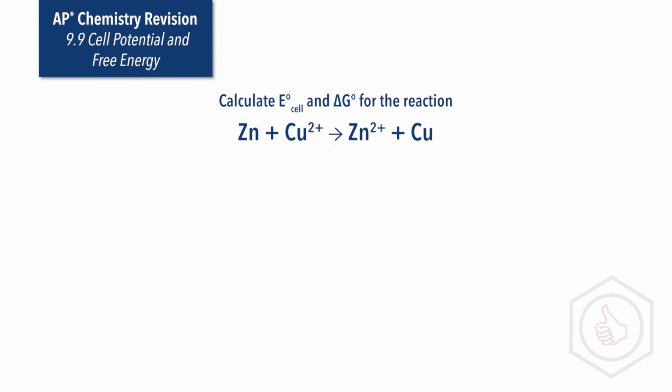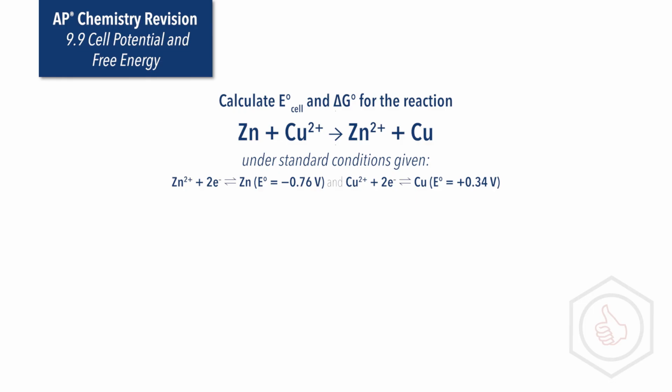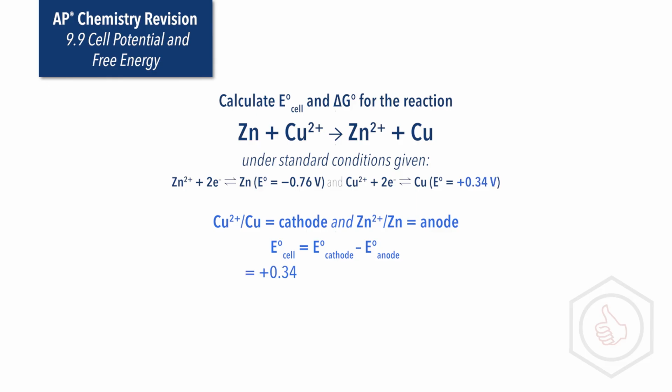For example, calculate the E cell value and delta G for the reaction of zinc plus copper ions to form zinc ions plus copper under standard conditions, with the given half equations and redox potentials. Well, first we need to identify the cathode and anode. Here the copper ions are gaining electrons and being reduced to copper, so the copper 2+ and copper half cell is going to be the cathode, and the zinc is being oxidized, so that will be the anode. E cell equals E cathode minus E anode, so positive 0.34 volts minus negative 0.76 volts gives positive 1.10 volts overall, so that's the E cell value.